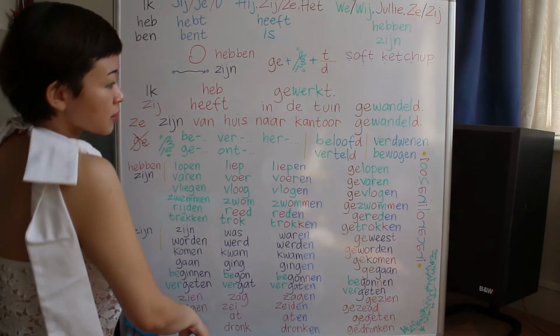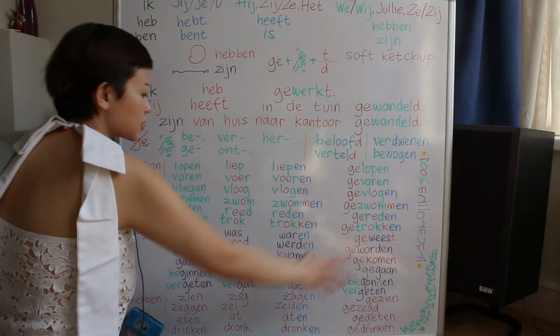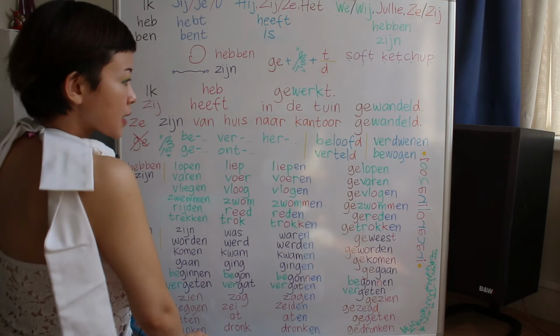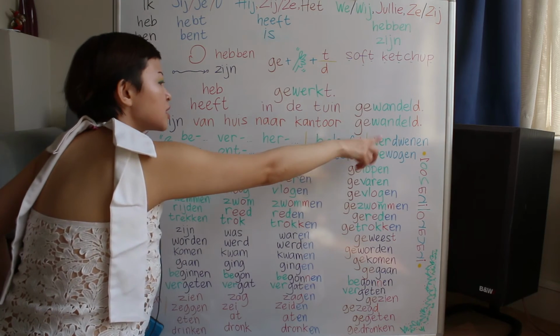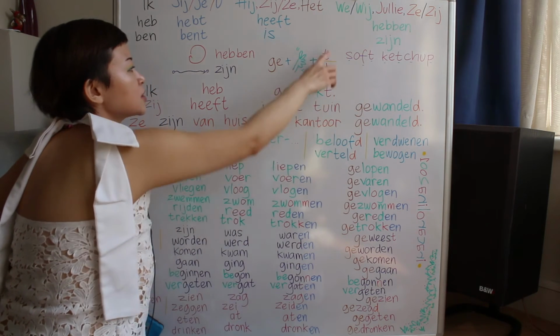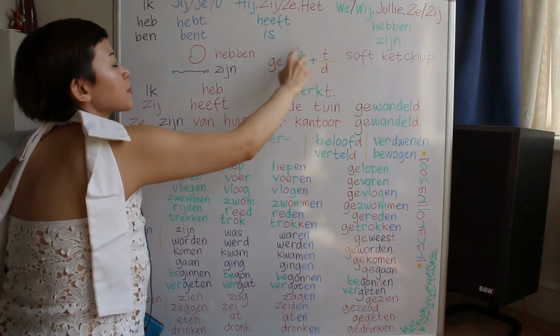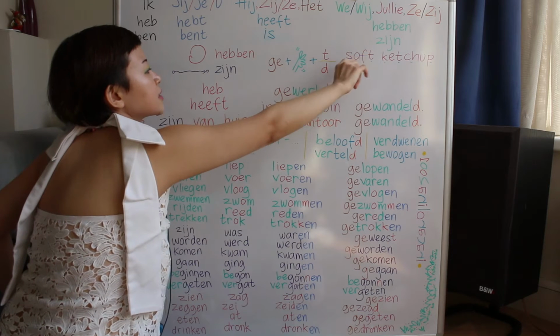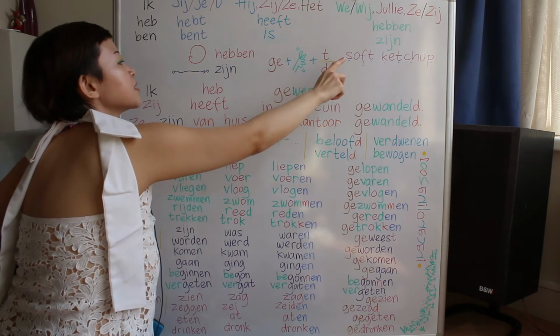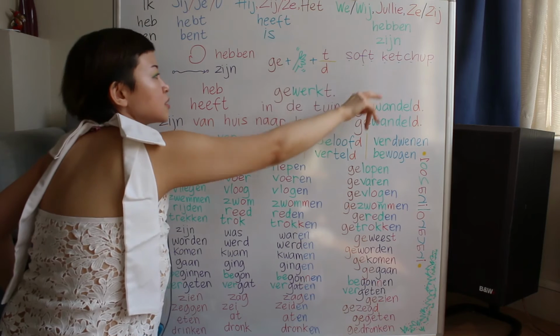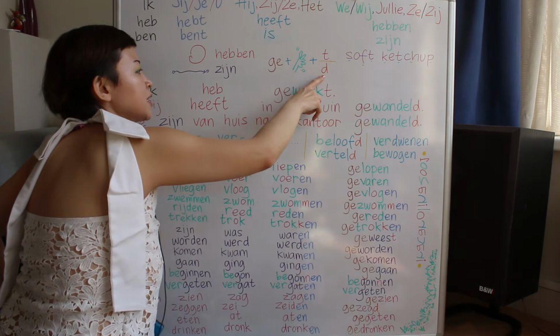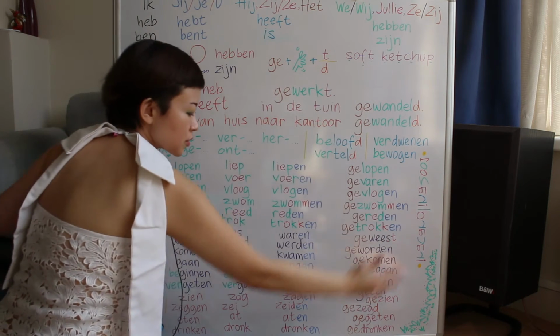And if in that situation there's movement, let's say from one point to the other point, or there's change from one to the other, we put zijn, or bent, is, and then the ge, in the same order.